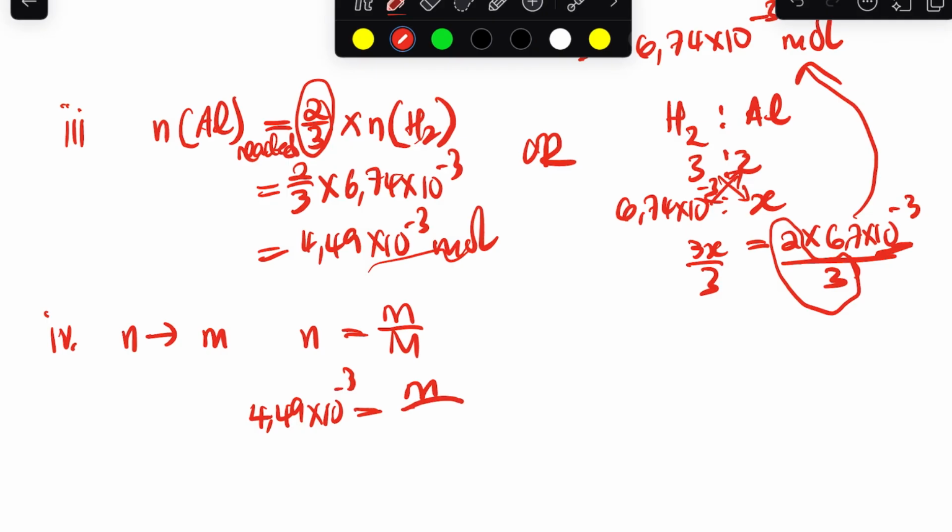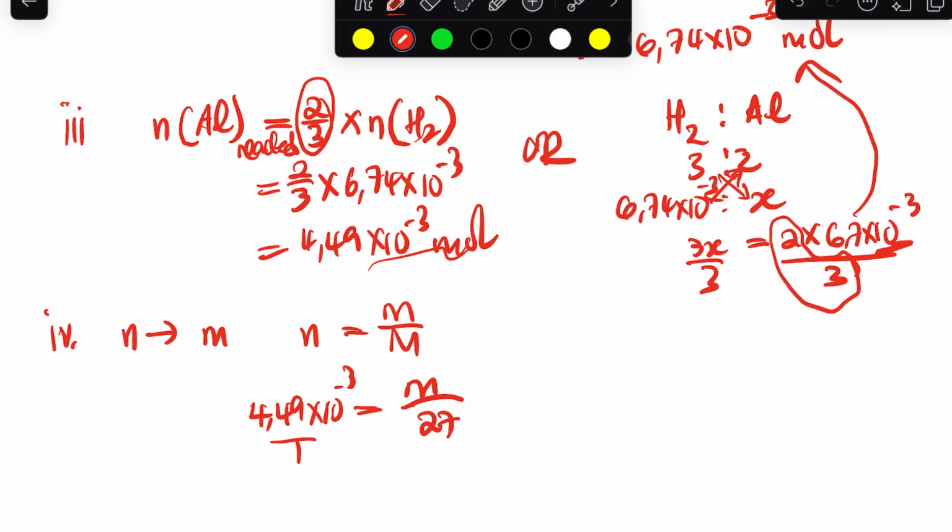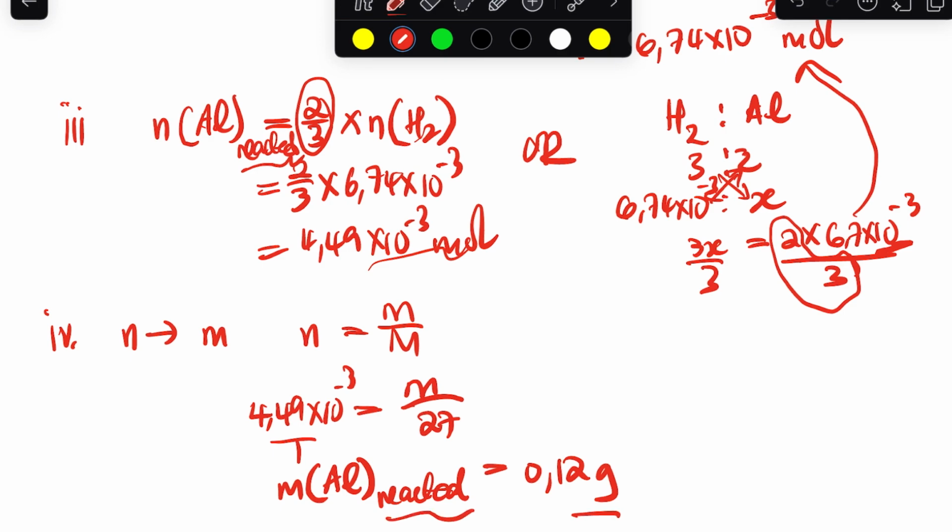The molar mass of aluminium is 27, right? And then when we cross multiply there, the answer is going to be the mass. This is the mass of what? Of aluminium. This is the mass of aluminium reacted still. It's going to be 0,12 grams, right? This is the same number of moles reacted. It's just that you convert it into mass, right?